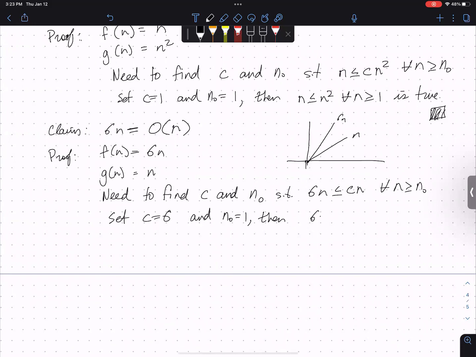So then we would get 6n less than or equal to cn for all n greater than or equal to 1. And that's true. Sorry, the c becomes a 6. So yes, this statement is now truly true, and we proved this theorem.